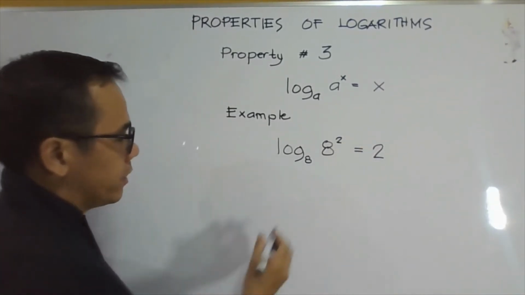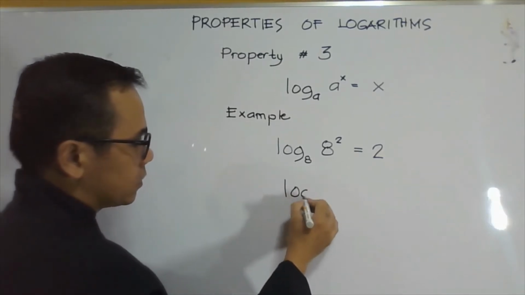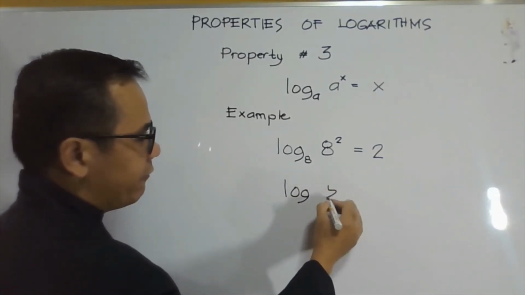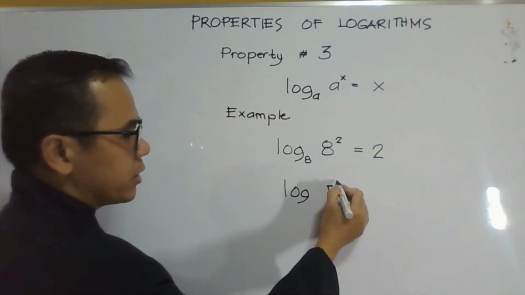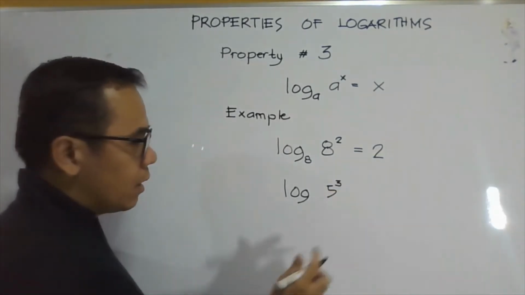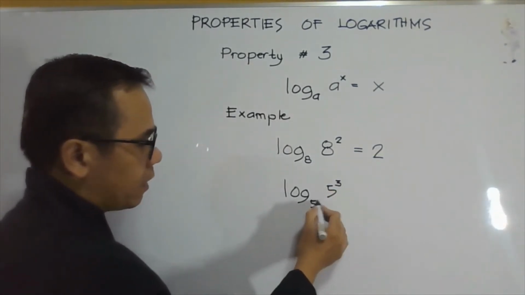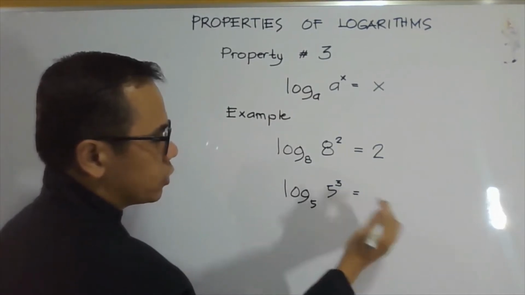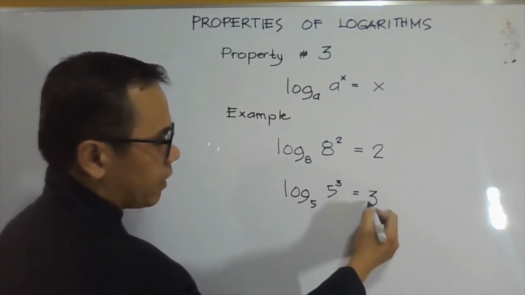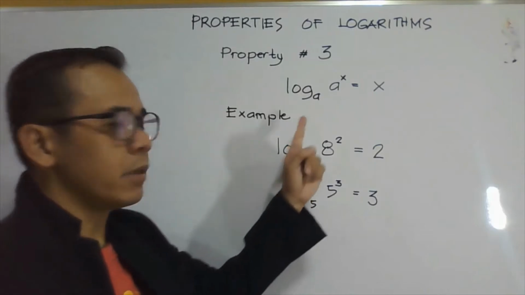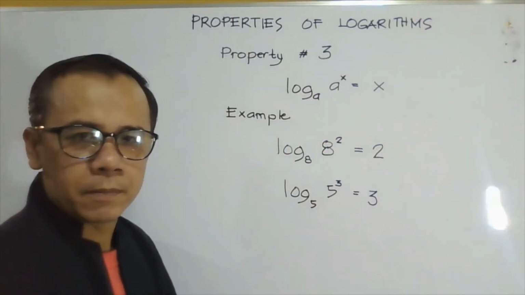For example, a logarithm of 5 raised to the power of 3 base 5 is equal to 3. That is property number 3.